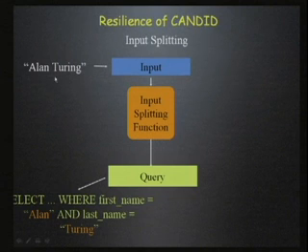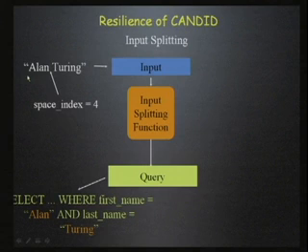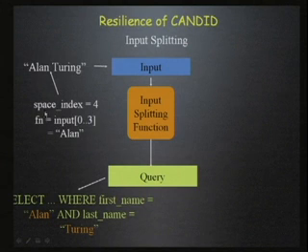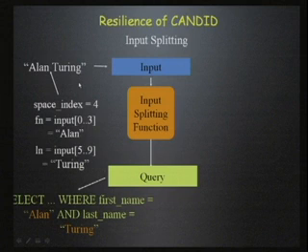it results in a query where it splits the name into first name and last name. So it results in a query where you say select star from table where first name equals Alan and last name equals Turing. Right? So now our candidate input for Alan Turing is going to be a string of maybe 11 A's. The place where the space appears is index 4. So now the function actually takes the first 4 characters and the last 6 characters.